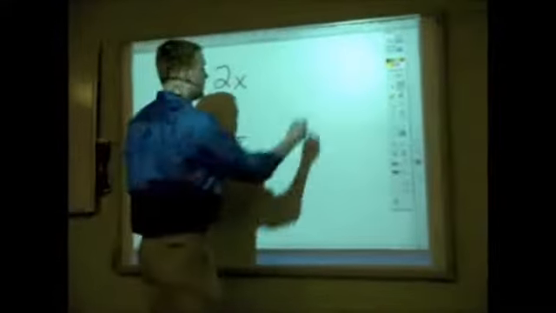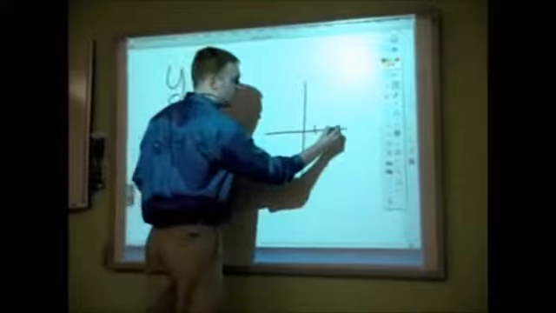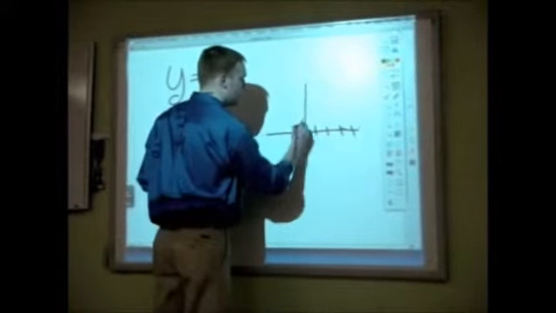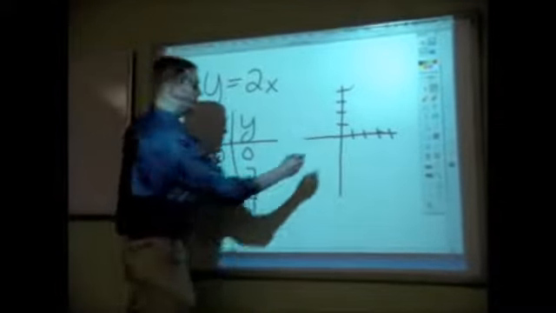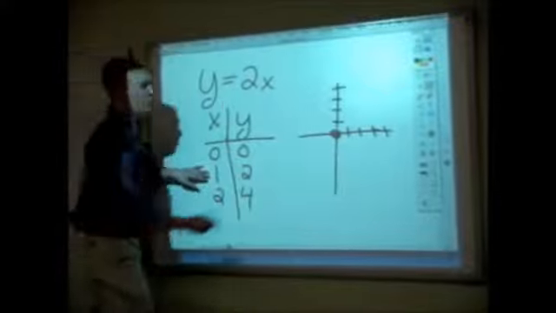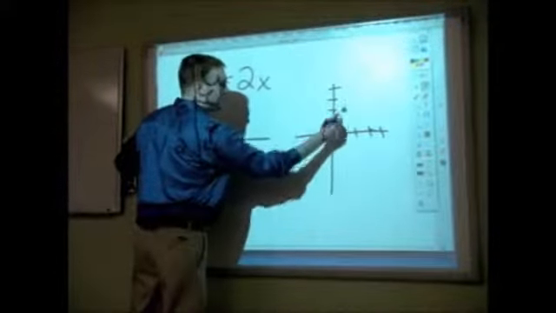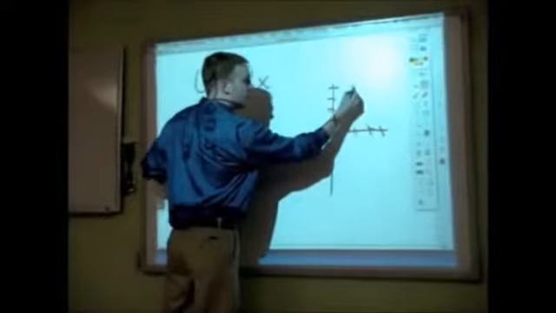Then we're going to graph these points. So we're going to make our graph. And each little hash is going to count as 1 unit. And then our first point, we have 0, 0. Second point, we have 1 and up 2. And then our third point, we have 2, 4.